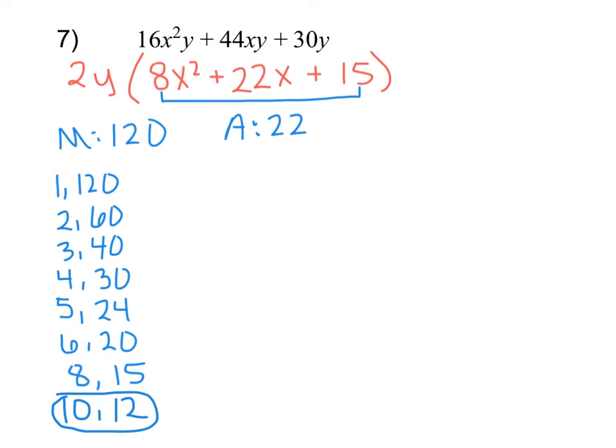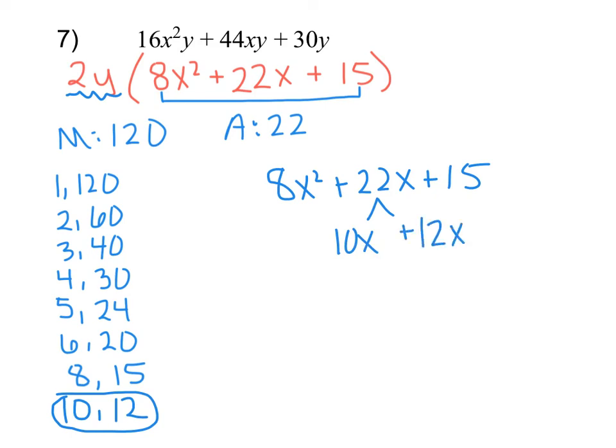So now I'm going to write my factor trinomial. I have 8x squared plus 22x plus 15. Remember, don't forget about that 2y. But we're going to split the middle and write 10x plus 12x and bring down the 8x squared and bring down the positive 15. Group them together and find the greatest common factor.